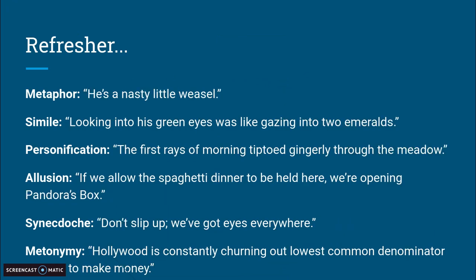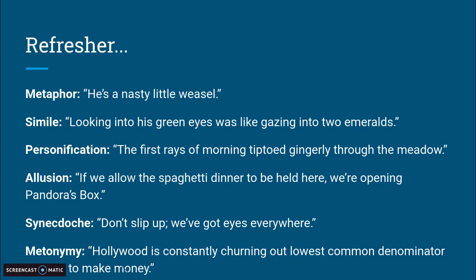So let's look at our examples here. For our metaphor, he's a nasty little weasel. He is a nasty little weasel, comparing somebody to a weasel. Simile, looking into his green eyes was like gazing into 2 emeralds, comparing someone's eyes to 2 emeralds using like or as. Personification, the first rays of morning tiptoe gingerly through the meadow. Children, can sun rays tiptoe? No, they can't. Come on, fix yourself.